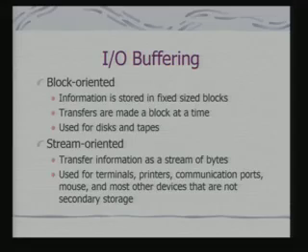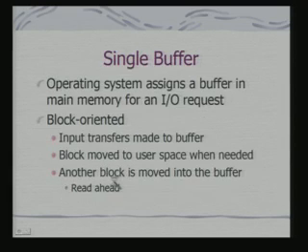And there could be a variety of buffering schemes, because these buffers are again resources which are managed by the OS, okay? So, this buffering can be block oriented or stream oriented. Block oriented because you have devices which are block oriented. So, in this case information is stored in terms of blocks and transfers take place in blocks. Stream oriented is when information is transferred as a stream of bytes, for terminals, printers, communication ports, etc.